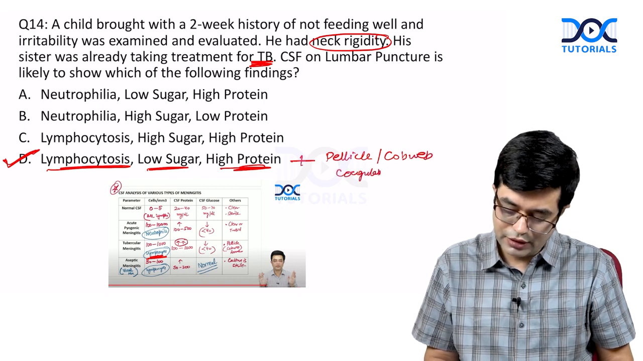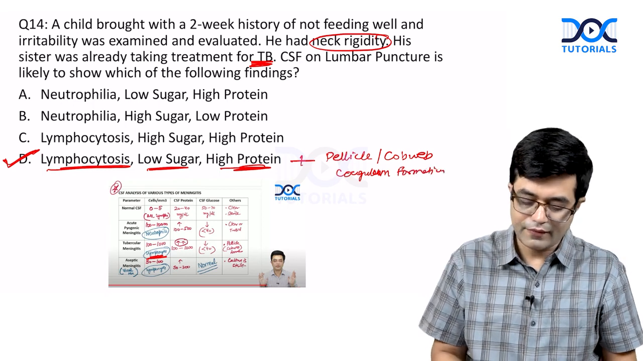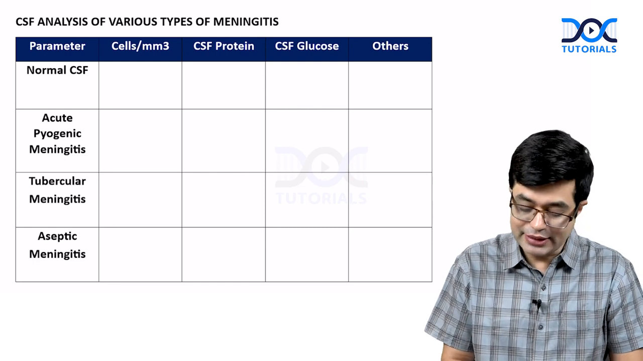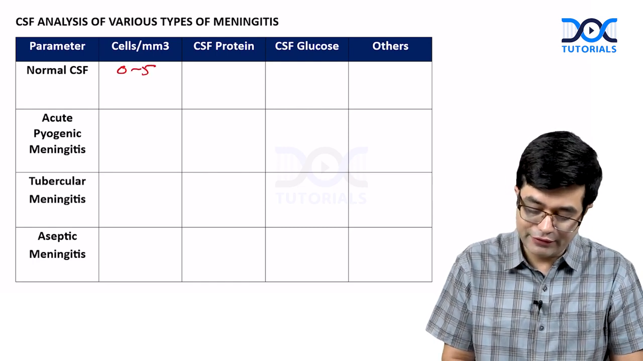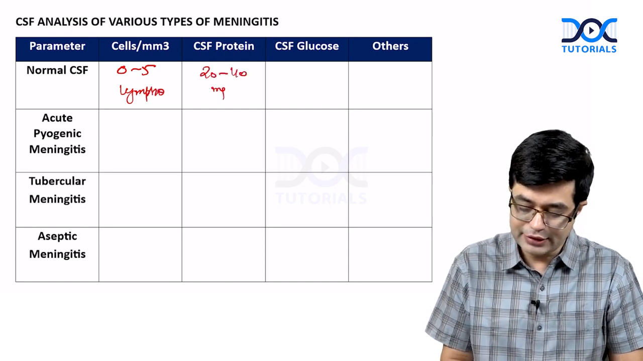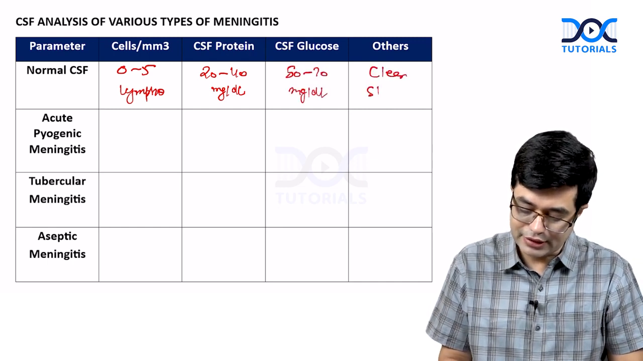If you keep the CSF for some time. So CSF findings we have already discussed. I'll just summarize again. Normal CSF, the cells are 0 to 5. They are mostly lymphocytes. CSF protein is 20 to 40 milligram per deciliter. CSF glucose is 50 to 70 milligram per deciliter. Normal CSF is clear. Normal CSF is sterile.